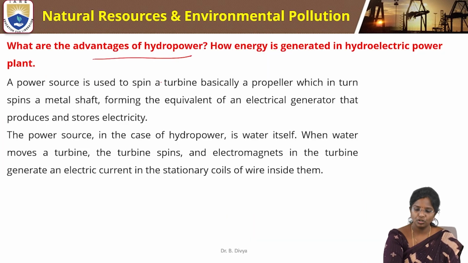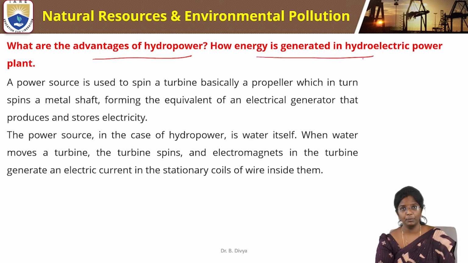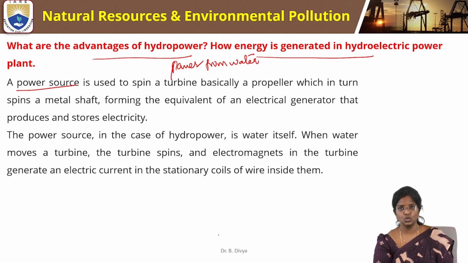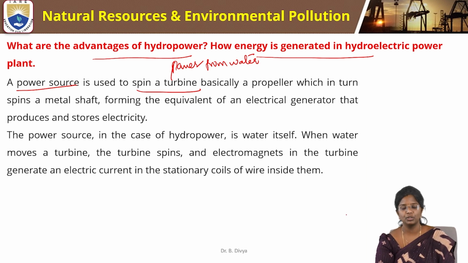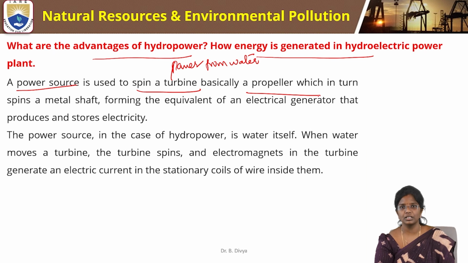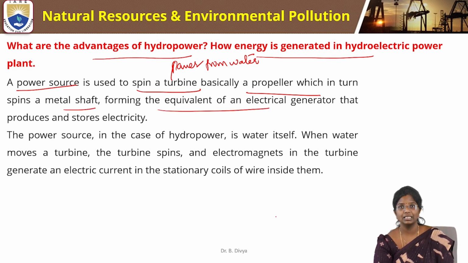What are the advantages of hydropower? How is energy generated in a hydroelectric power plant? Hydropower is nothing but power obtained from water, power from a water resource. A power source is used to spin a turbine. This power source will be used to spin the turbine, basically a propeller, which in turn spins a metal shaft, forming the equivalent of an electrical generator that produces and stores electricity.